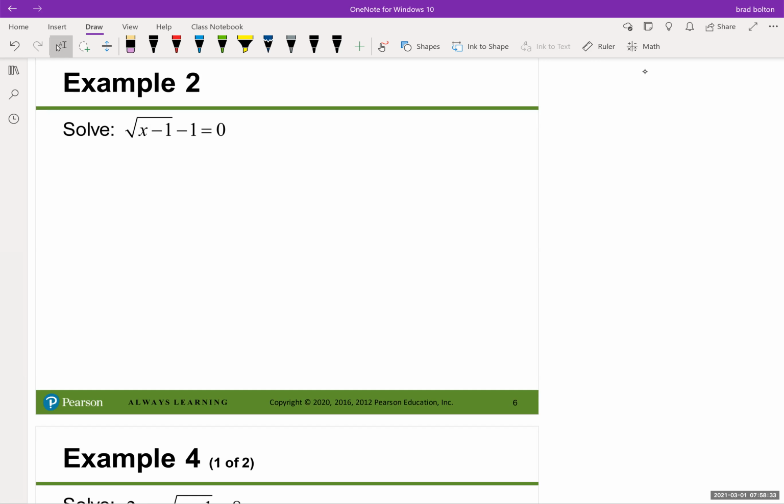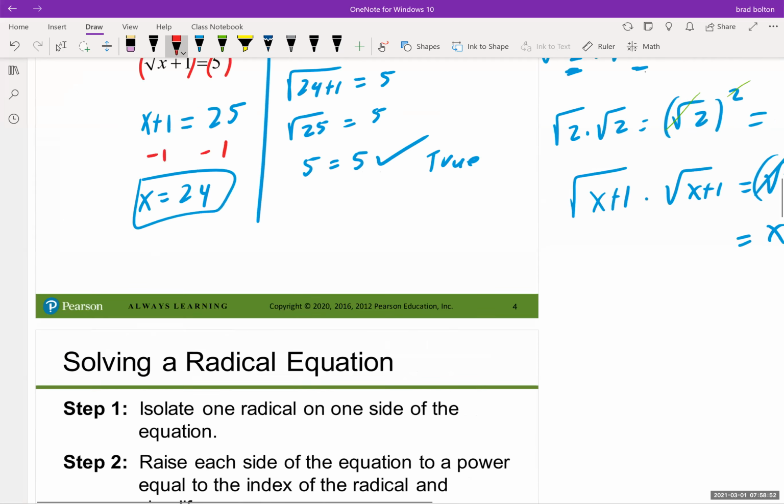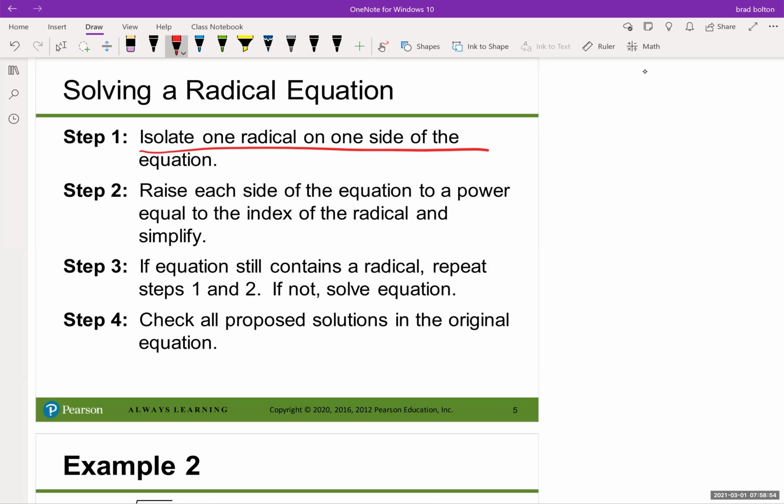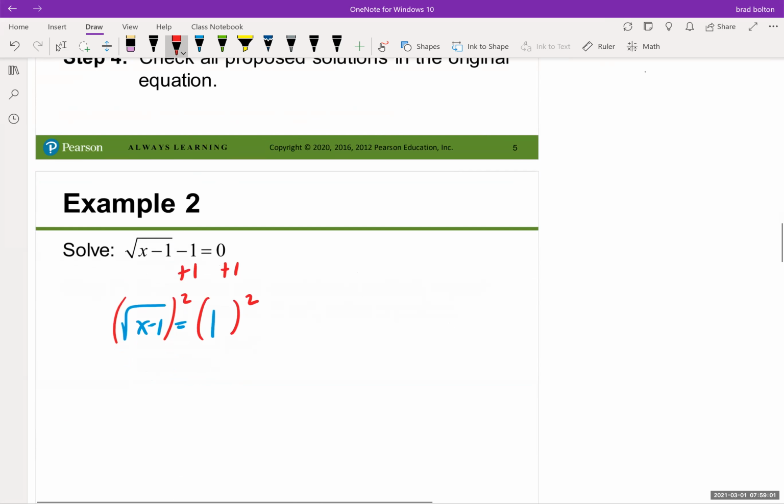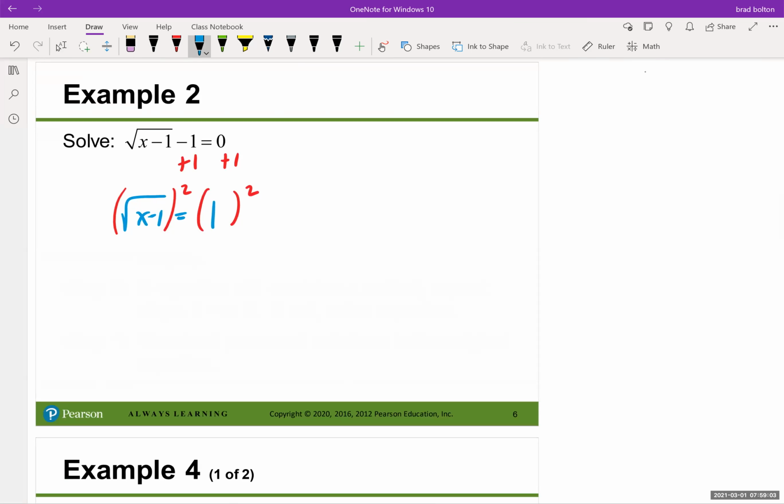So let's do step 1, isolate the radical in this problem. We add 1. So we have the square root of x minus 1 equals 1. Okay, so now what do we do? Think about it as you're working with me. We should square both sides, right? Because we have the radical isolated. See here, it says isolate one radical on one side of the equation. We did that. Raise each side of the equation to a power equal to the index of the radical. So that's what I did. Let's see what we're left with.